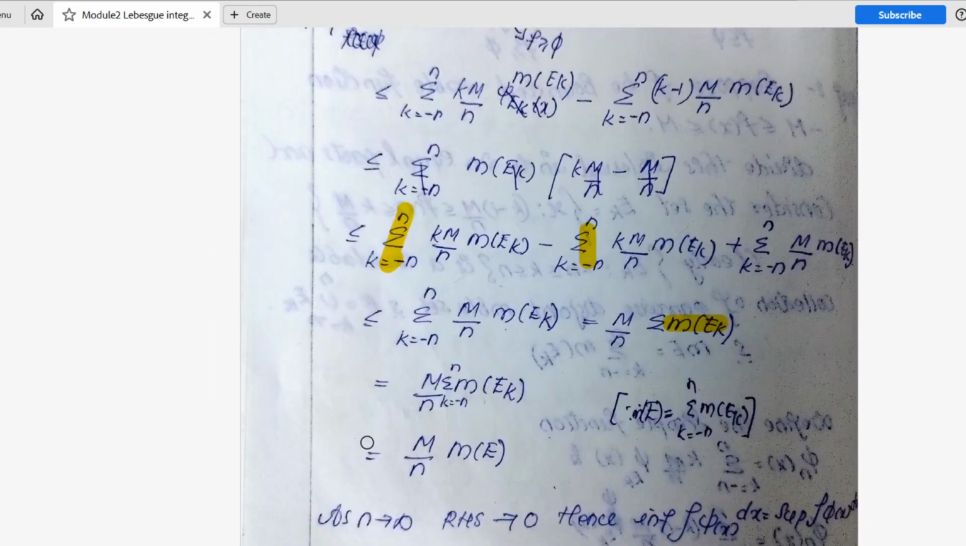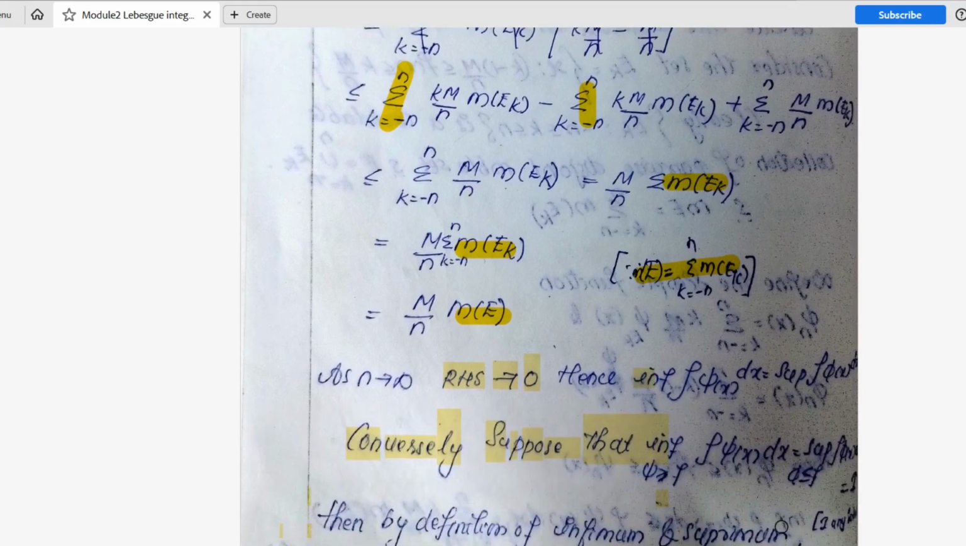So this is equal to sigma m of Ek എന്ന് പറയുമ്പോൾ നമുക്കറിയാം m of E equal to sigma m of Ek, so we can get m of E. As n tends to infinity, we get RHS tends to 0. n tends to infinity ആകുമ്പോൾ RHS tends to 0, therefore the infimum of integral ψ(x) dx minus supremum of integral φ(x) dx directly 0 ആയിരിക്കും. The infimum of the integral is equal to the supremum of this.